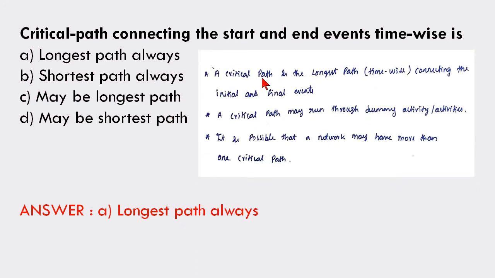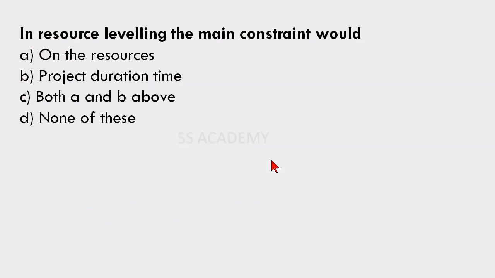okay. Some points related to critical path. A critical path is the longest path time wise connecting the initial and the final event. A critical path may run through dummy activities, okay. So the critical path will also have some dummy activities, okay. It is possible that a network may have more than one critical path, okay. So a network may have more than one critical path also, right.